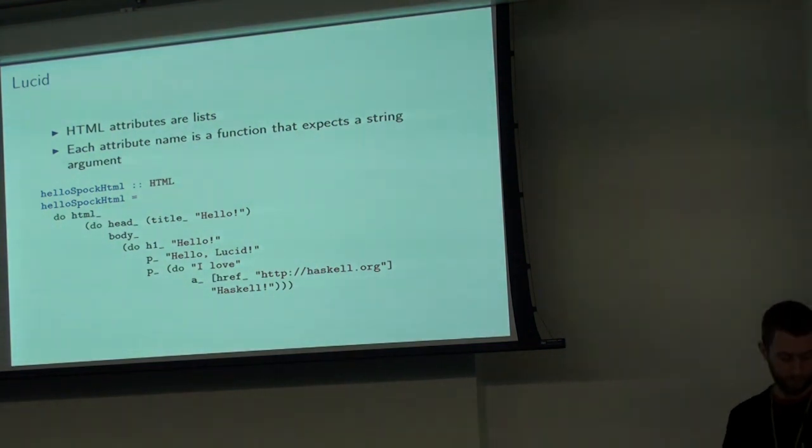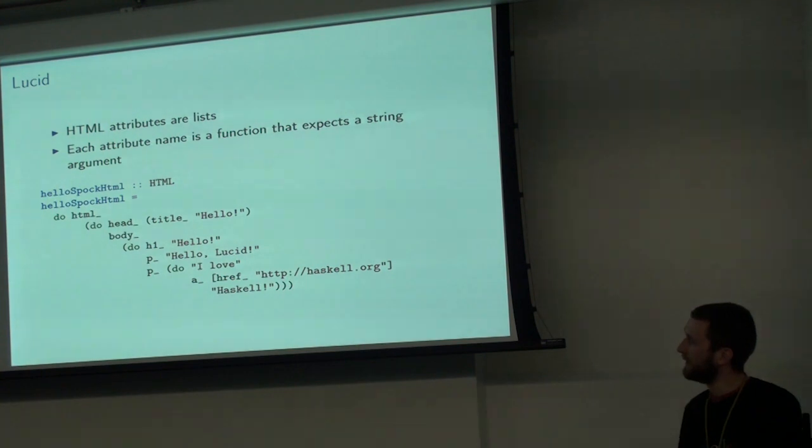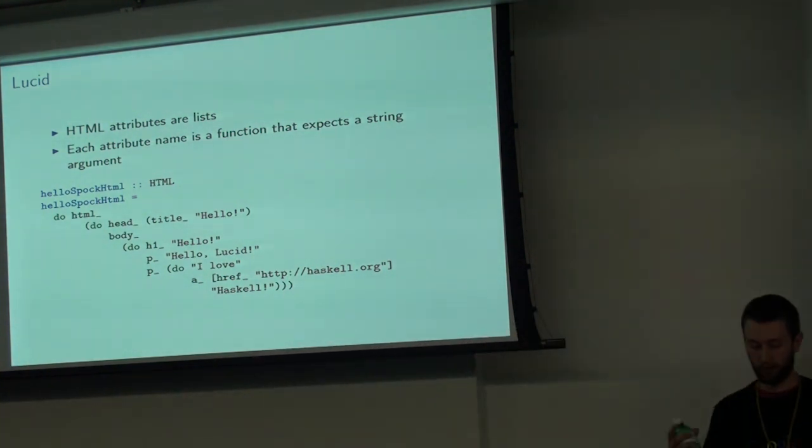But a has two arguments, right? A can have one or two arguments. So Lucid has a kind of overloading structure there. So with the p tag, we could put attributes in there if we wanted, but we can also leave them out and just put a string in instead.